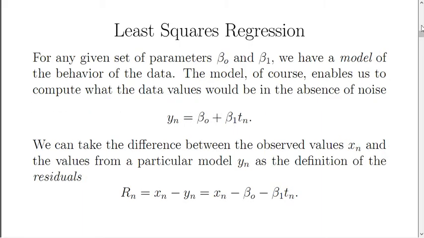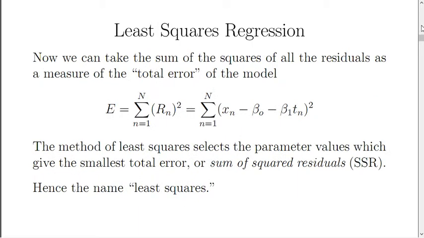Now, for any given set of parameters, beta naught, the intercept, and beta 1, the slope, that gives us a model of the behavior of the data. The model, of course, enables us to compute what the data values would be in the absence of noise. We can take the difference between the observed values and what they would have been for a particular model, and we can use that to define residuals for that particular model, that particular value of the parameters, intercept, and slope. Now, let's take the sum of the squares of all the residuals, and let's use that as a measure of the total error of the model.